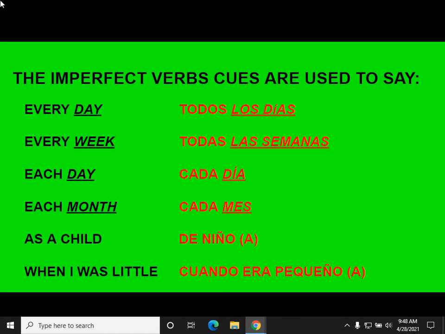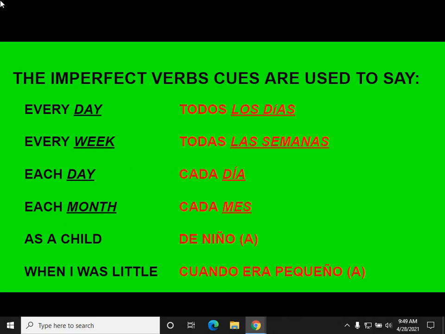Each day, cada día, accent on the I. Each month, cada mes. As a child, de niño, or if you're a girl, de niña. When I was little, cuando era pequeño, or if you're a girl, pequeña.